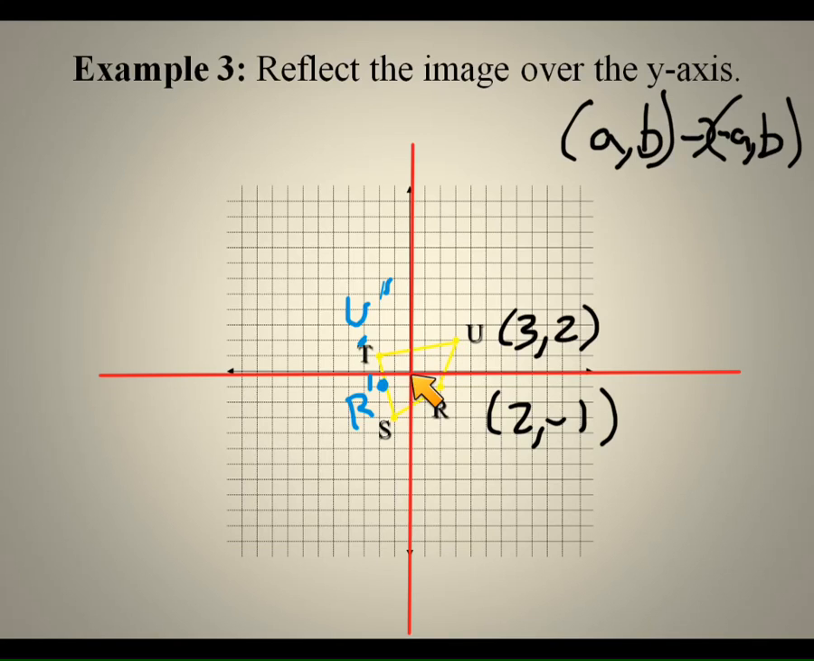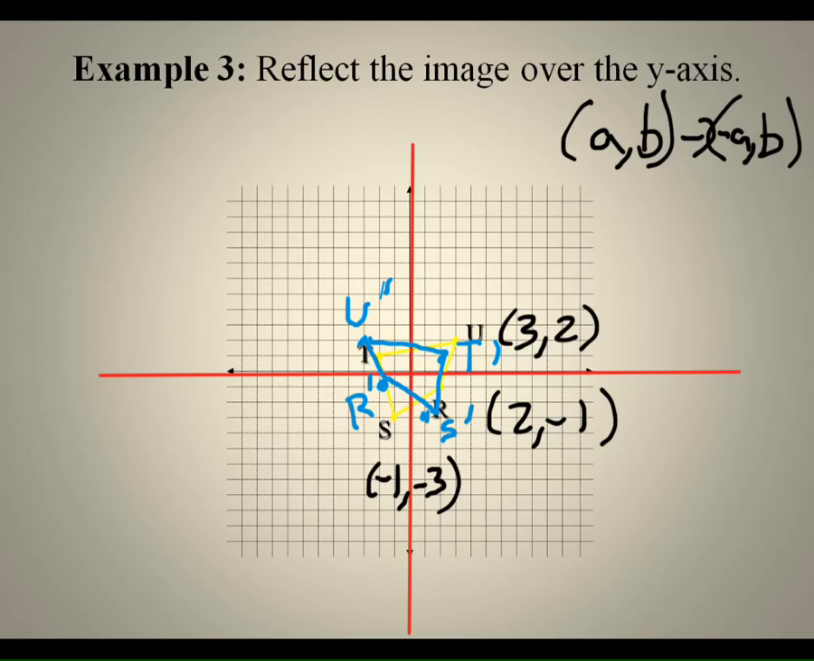S is at -1, -3. S prime is going to be the opposite of x, so +1, -3. Then the same thing for T. It's at -2, 1. So I'm going to go to +2, 1. There's T prime. Connect that figure. So that is that shape. I flipped it over the y-axis. Right? I took it, I flipped it. Yeah, that looks like that's how it would land. If I flipped it, U would land on U prime, R would land on R prime, S on S prime, T on T prime. Okay? This is the rule for the y-axis.